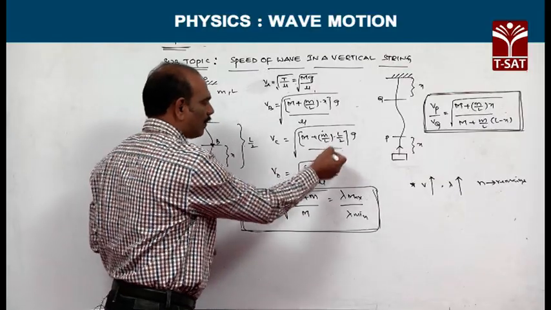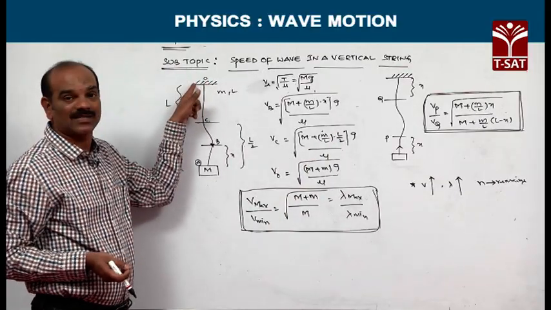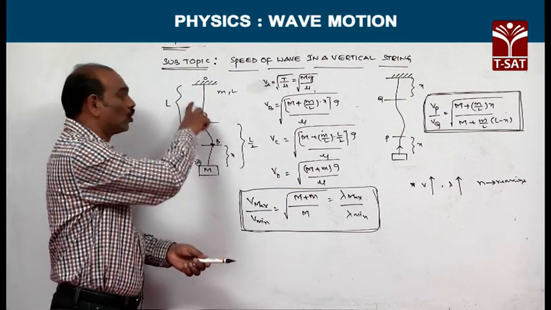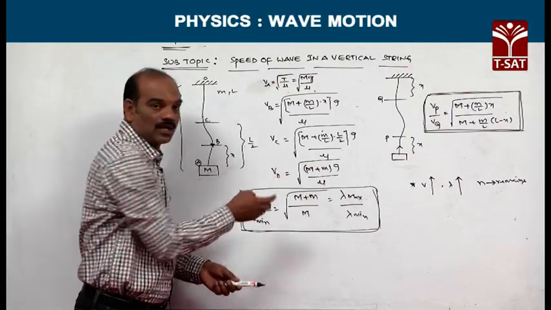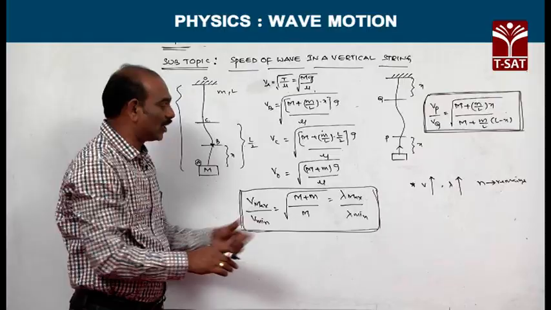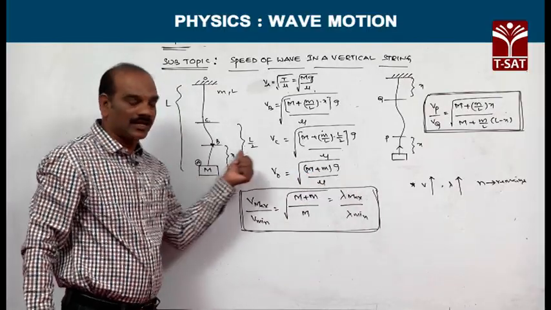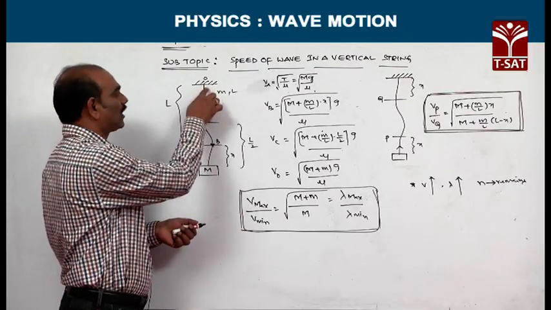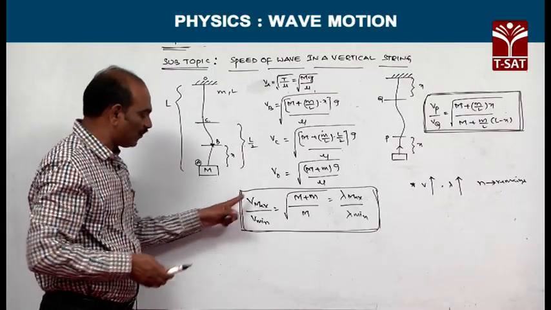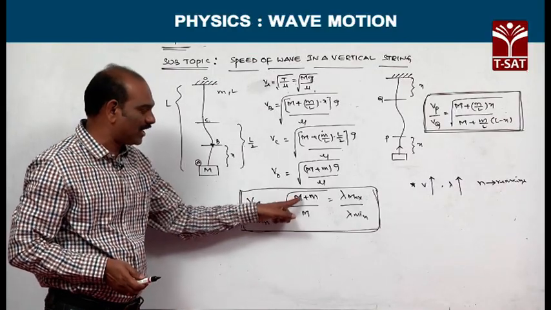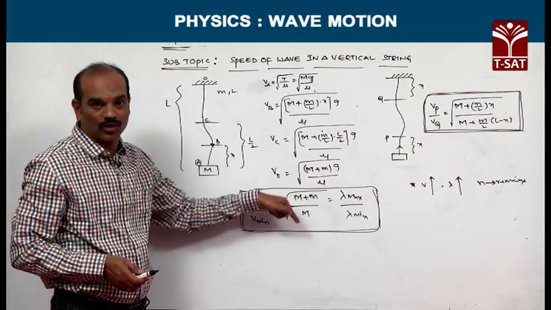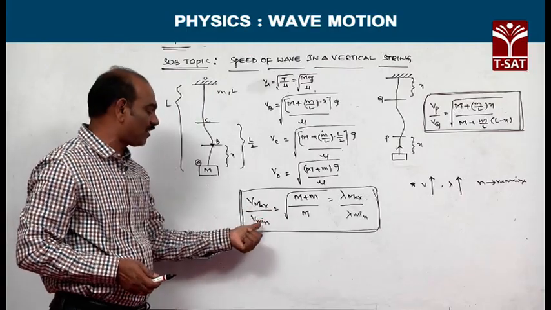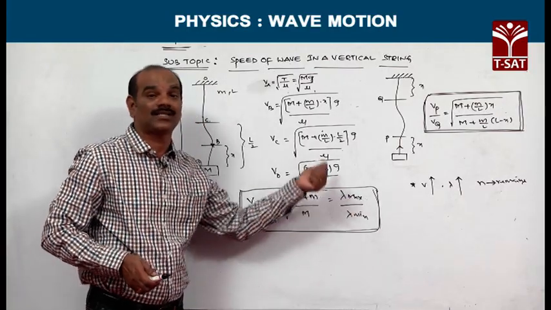Into g by mu. Similarly, to find the speed at O, V at O is equivalent to root of the tension due to block and due to string over mu. Due to block is Mg, due to string is small m into g. The total tension is capital M plus small m into g, and the linear mass is mu. Now, speed is maximum at O and minimum at A. Therefore, Vmax by Vmin is equivalent to root of capital M plus small m by capital M, because mu gets cancelled. We know that v is equivalent to n lambda, so Vmax by Vmin is equal to lambda max by lambda min, since frequency remains the same.